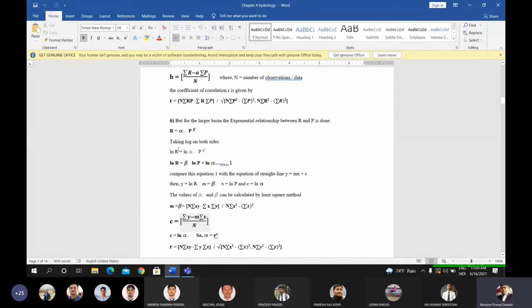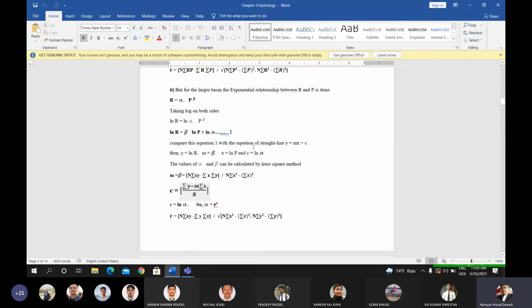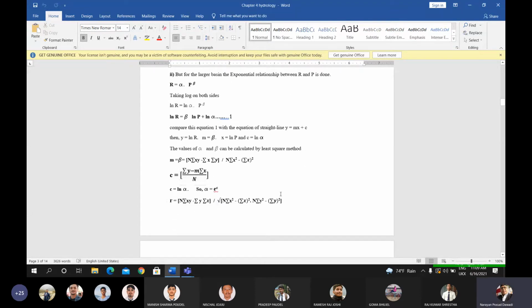We use the exponential relationship. The coefficient of runoff correlation r can be established by n summation xy minus summation x summation y, divided by the under root of n summation x square minus summation x whole square, into n summation y square minus summation y whole square. You get the value of r. That r lies between 0 to 1. If the value of r is greater than 0.6, it is considered as a good correlation. If the value of r is less than 0.50, it is considered as a bad correlation.